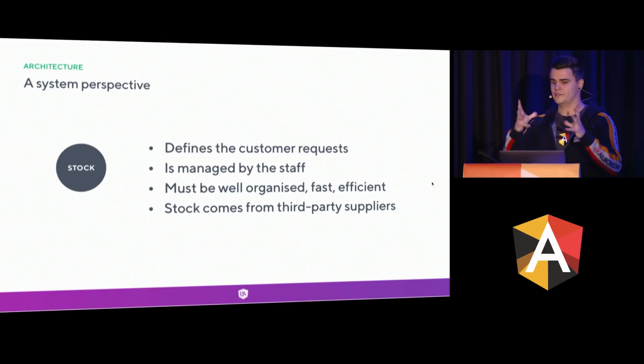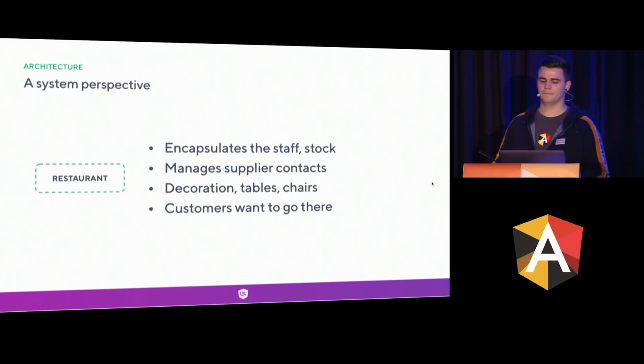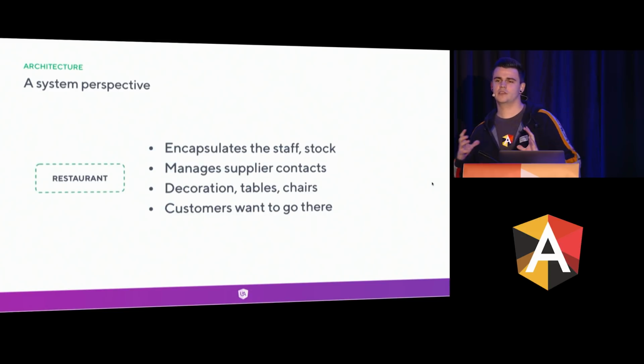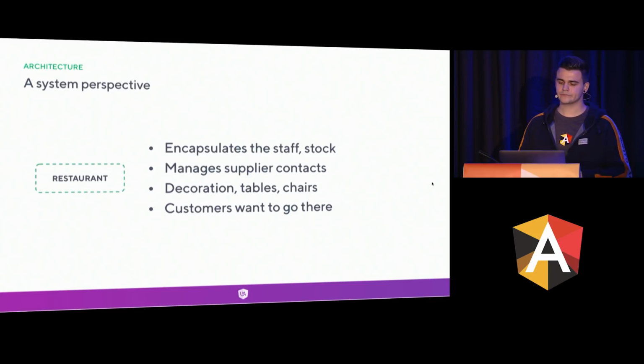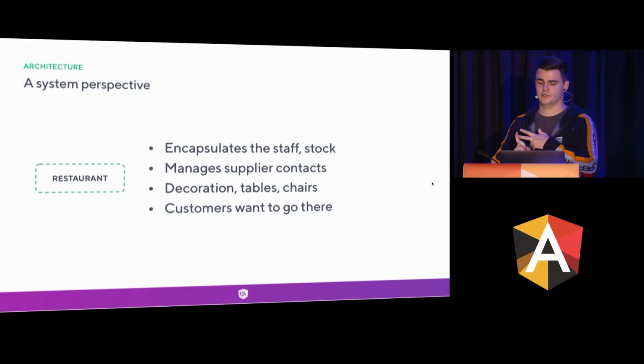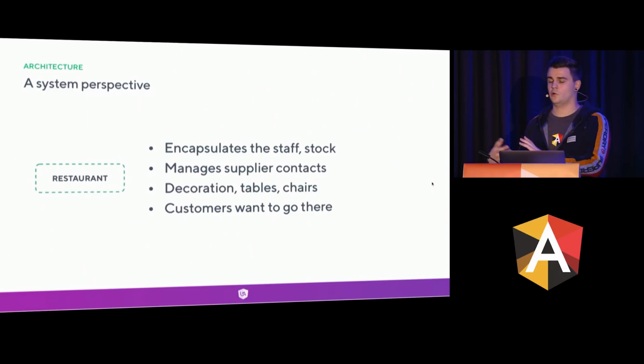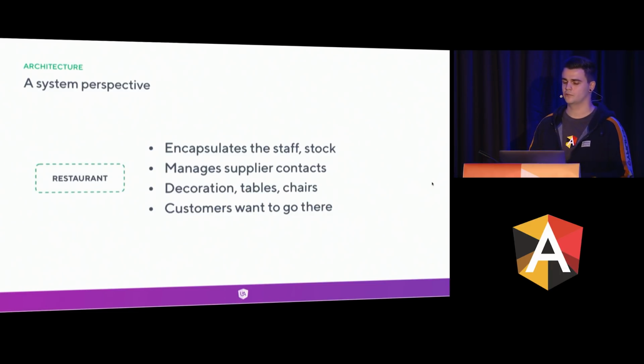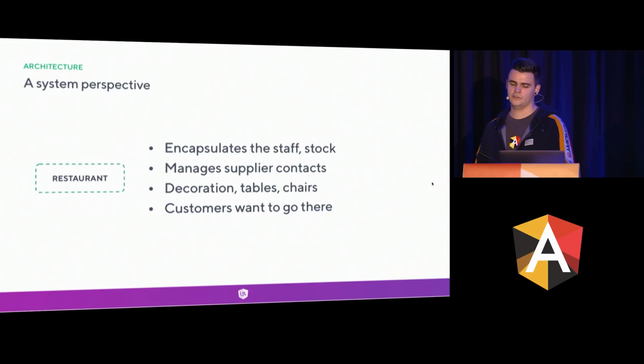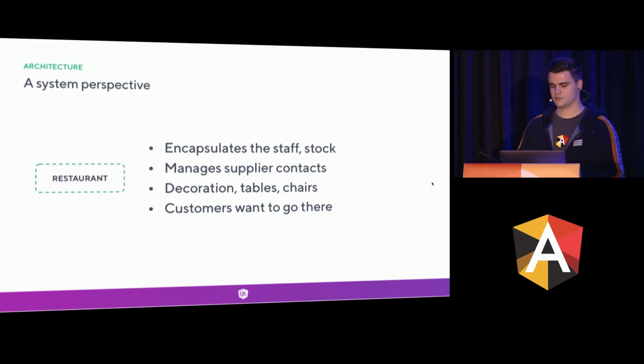So we can apply all of these things to our applications. So we'll work out how to tie these in. Try and think as we go along how we can apply this to our applications. So a restaurant probably encapsulates the staff, it encapsulates the stock, and you can think of these as modules, like an Angular module. Staff could be the components, and the stock could be state management, for example.